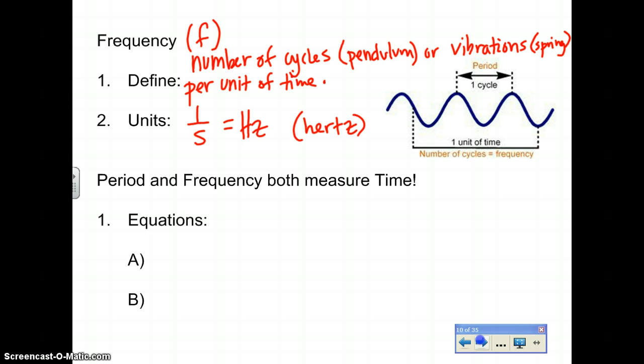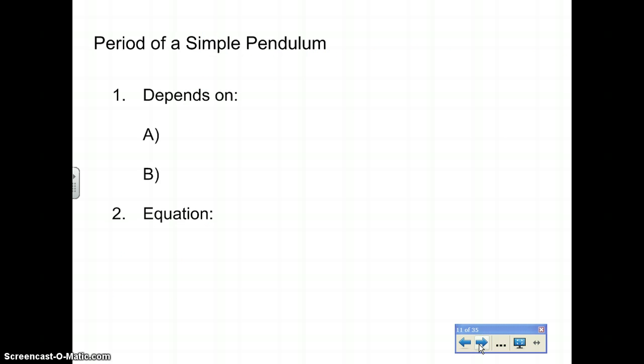Something to note is that period and frequency both measure time. So the equations that you're going to look at are either period equals 1 over f, or rearrange this, guys, so that it says f equals. If you rearrange that so it said f equals, then it would be 1 over T. So these are two equations that you need to be comfortable with throughout this unit. Period of a simple pendulum. Two things that it's going to depend on are length and free fall acceleration.